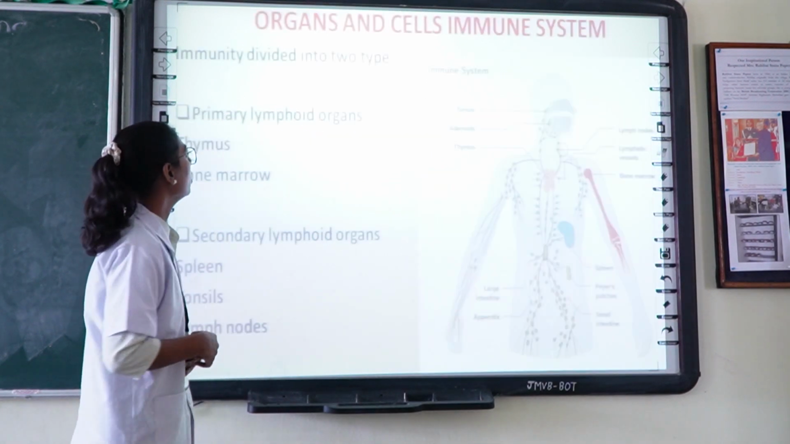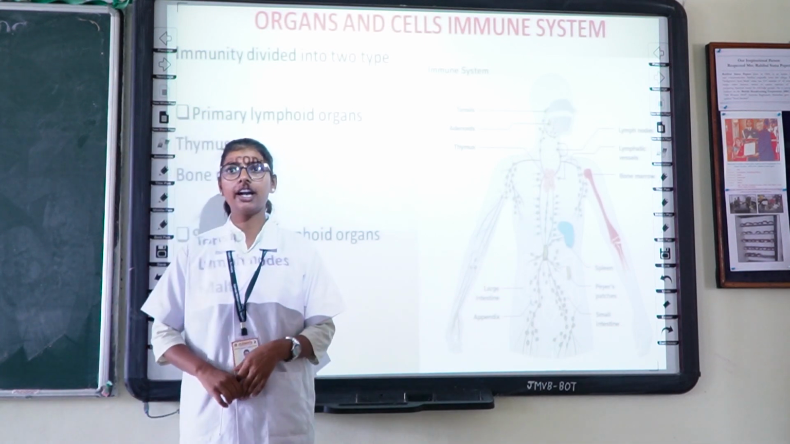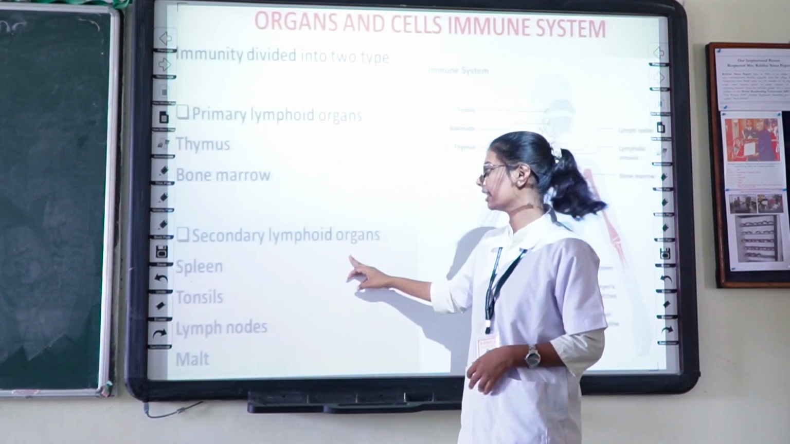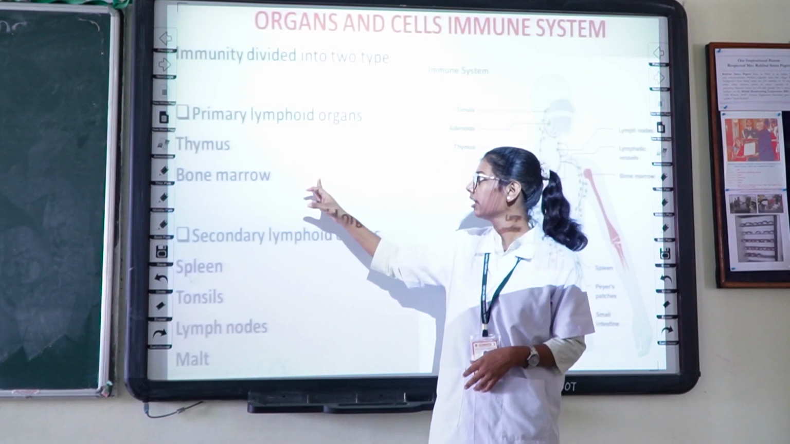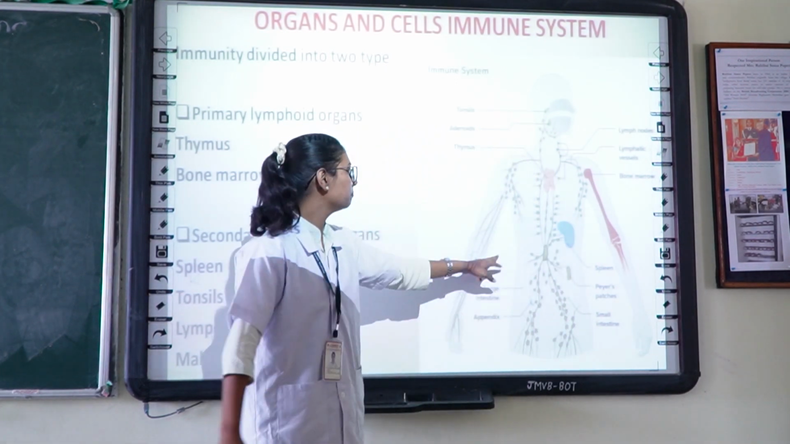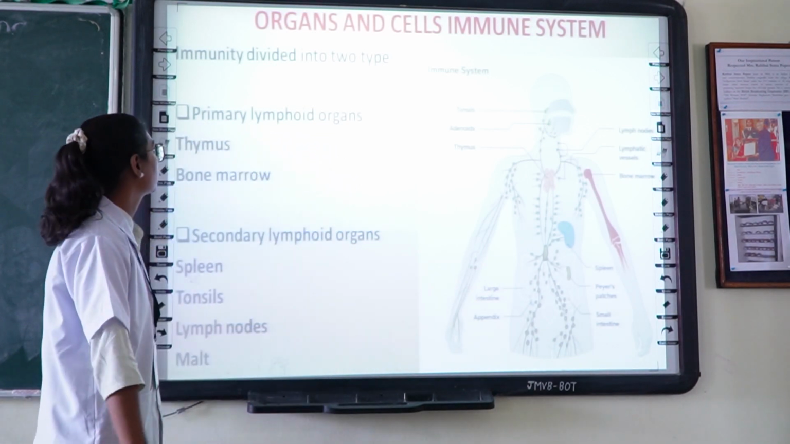Next. Let's see the organs and the cells of the immune system. Organs. There are two types of lymphatic organs: primary and secondary. The thymus and the bone marrow are the primary lymphoid organs, whereas the spleen, lymph nodes and MALT are the secondary lymphoid organs. Next.